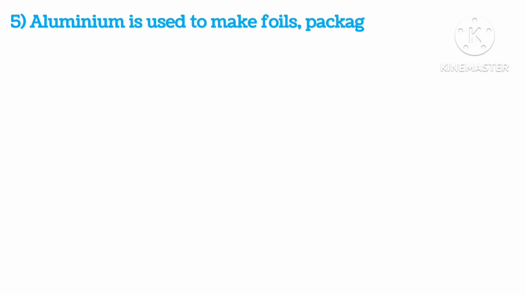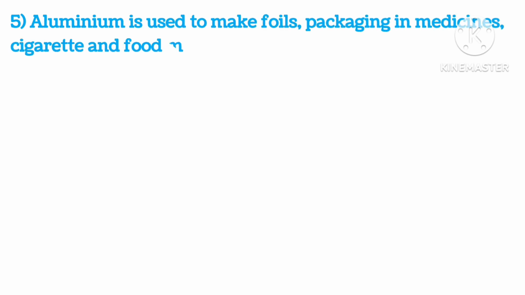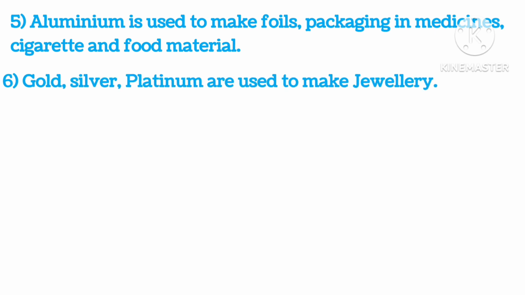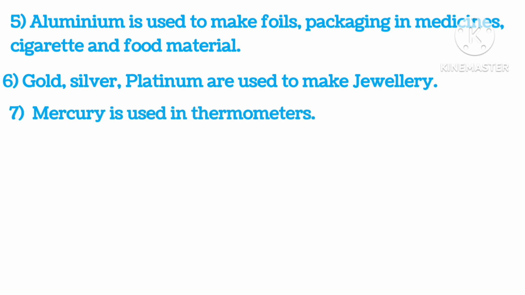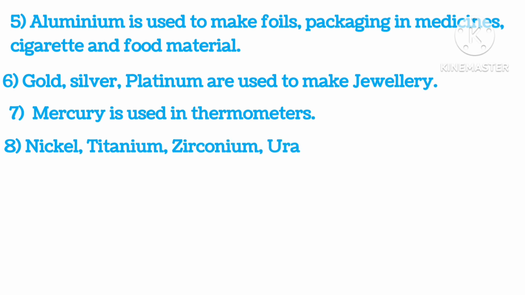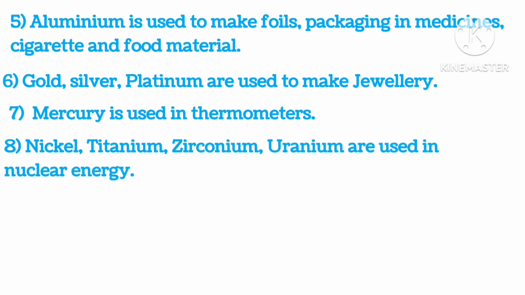Aluminium is used to make foil, packaging in medicines, cigarettes and food material. Gold, silver, platinum are used to make jewelry. Mercury is used in thermometers. Nickel, titanium, zirconium, uranium are used in nuclear energy.